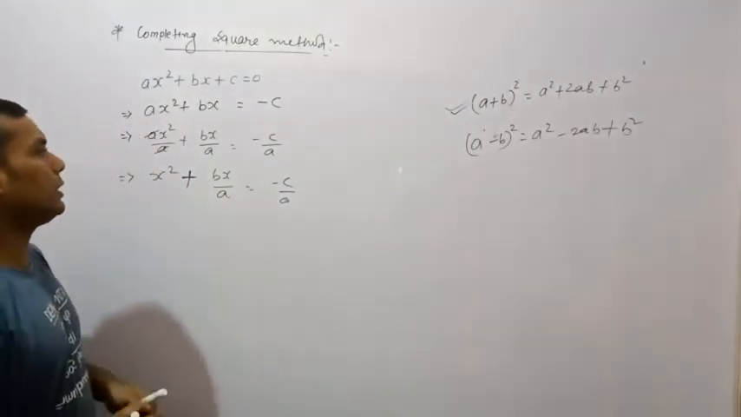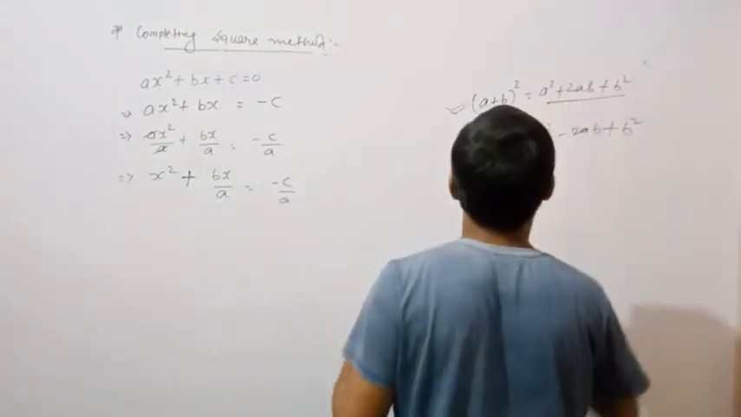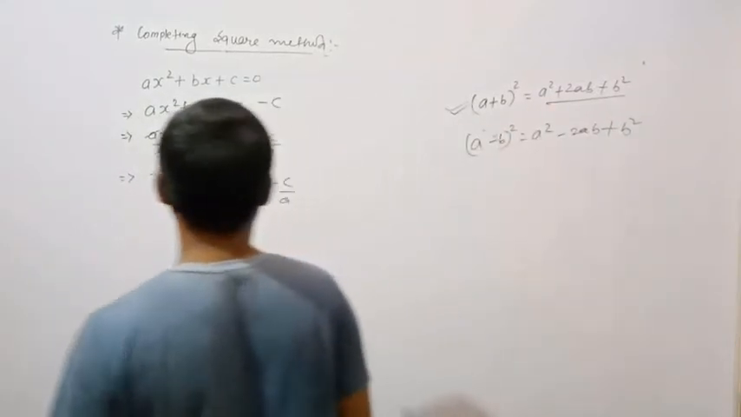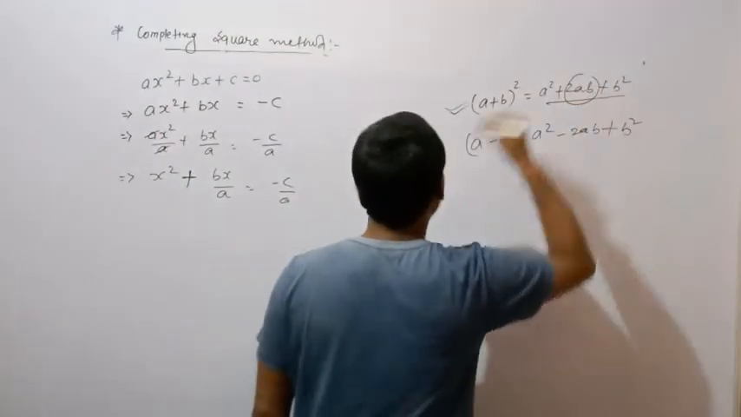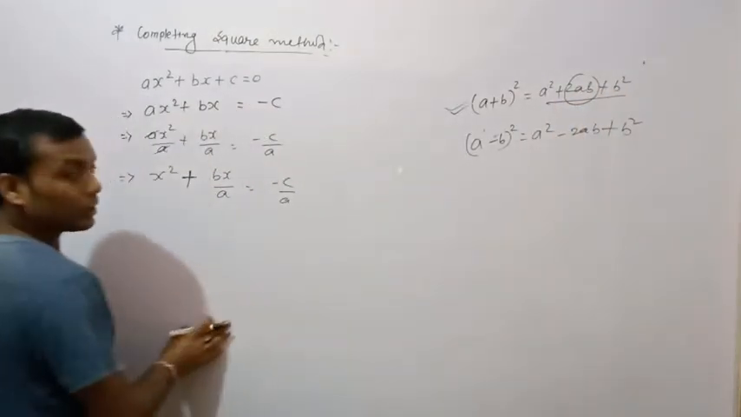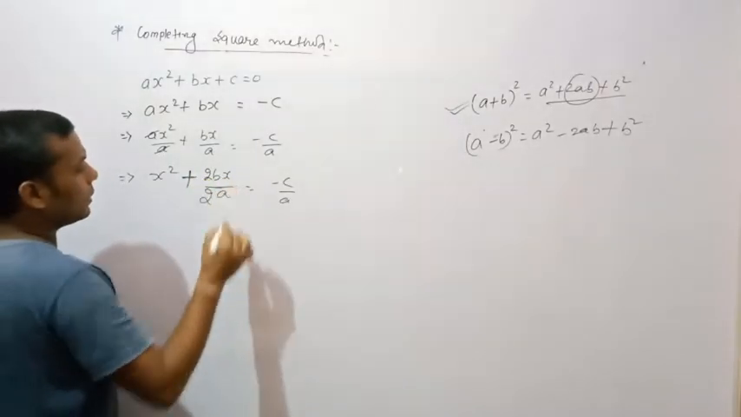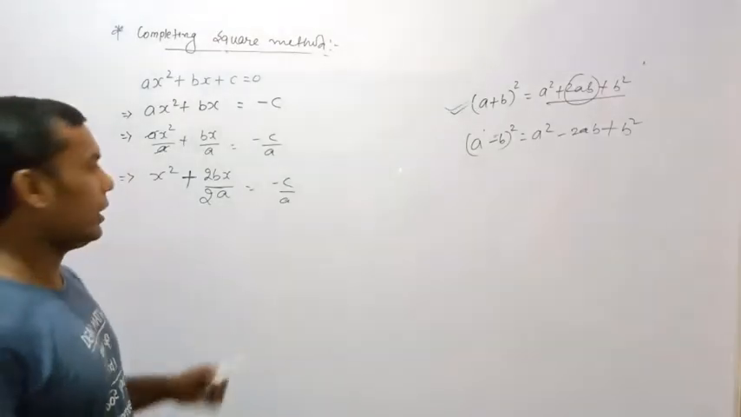Now we will compare this term to this. X square is a square. Then we have 2ab in the middle. We are lacking the 2, so just multiply it by 2 and divide it also by 2, because we can't make a single or separate change in this.